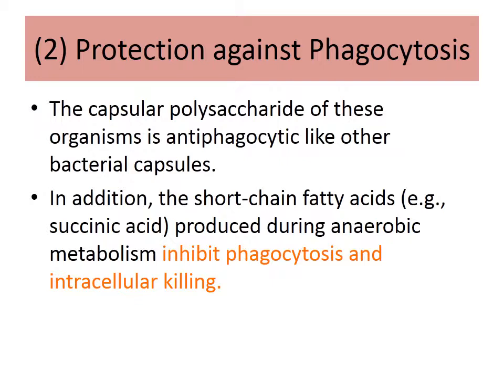Number two is that they are protecting from phagocytosis. And of course, all bacteria that are protecting from phagocytosis have a capsule. So again, a capsule there. If you look at their short chain fatty acids, especially succinic acid, which is usually produced during anaerobic metabolism, they don't need air. When they start making up their energy plan without air, they will produce this short chain fatty acid, especially succinic acid, and that will itself inhibit phagocytosis and intracellular killing.